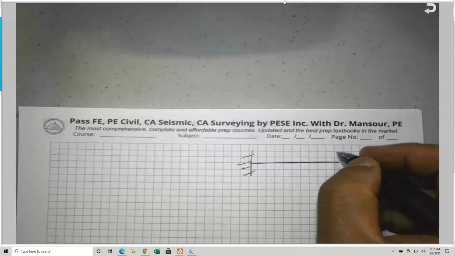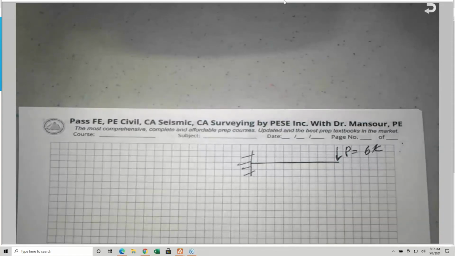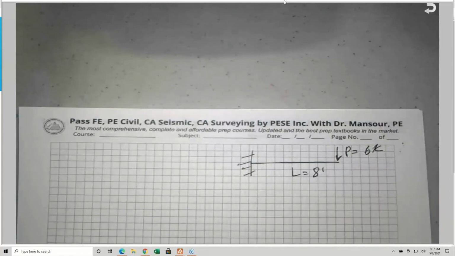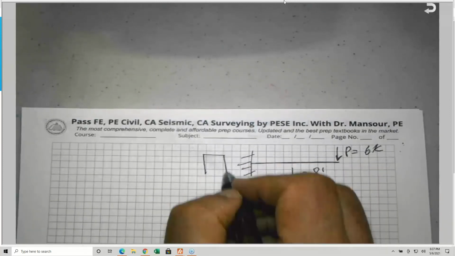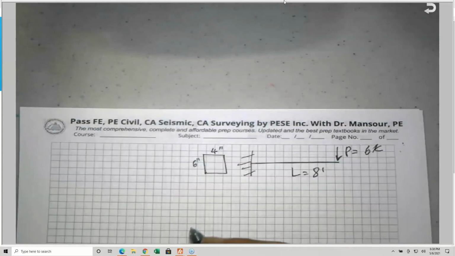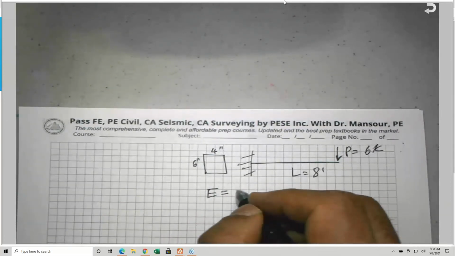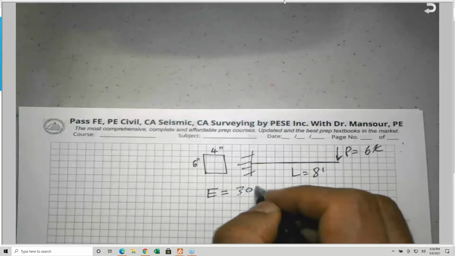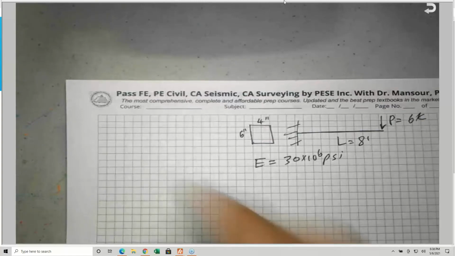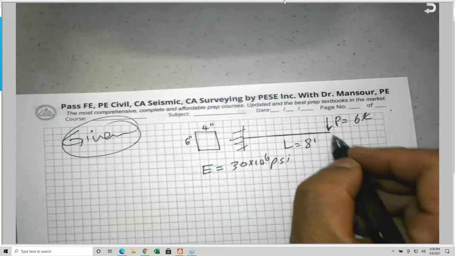A cantilever beam has P equal to 6 kips, and L equal to 8 feet. It will give you the cross section, which is 4 inches by 6 inches. Let's assume E is equal to 30 million PSI. This is what is given. Consider this a problem I just made, a cantilever beam.